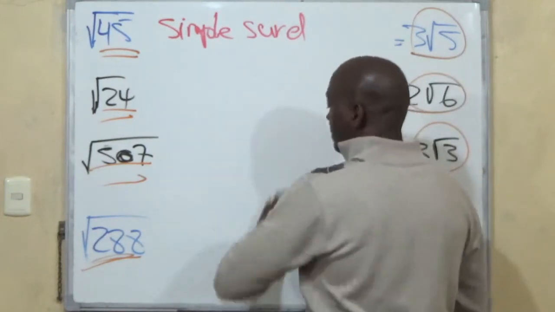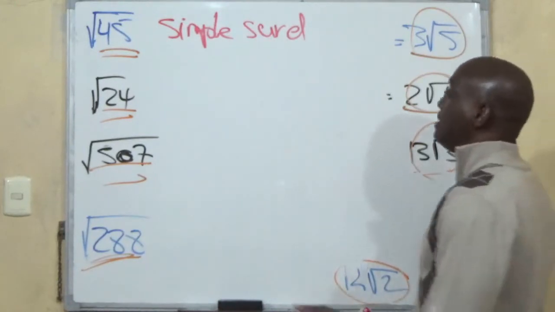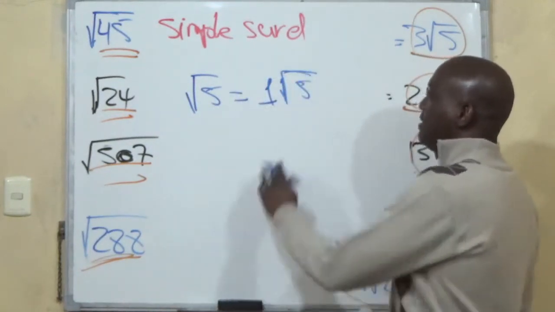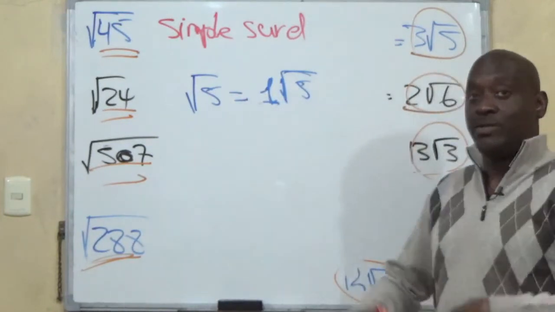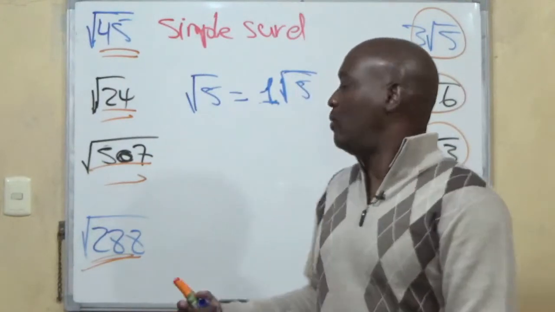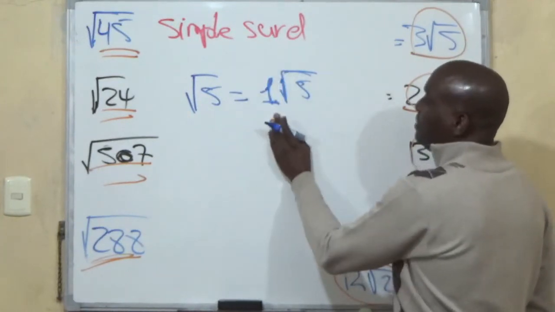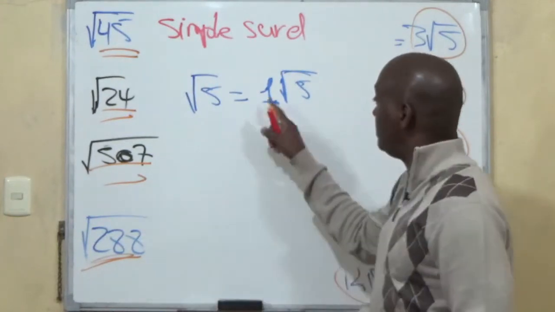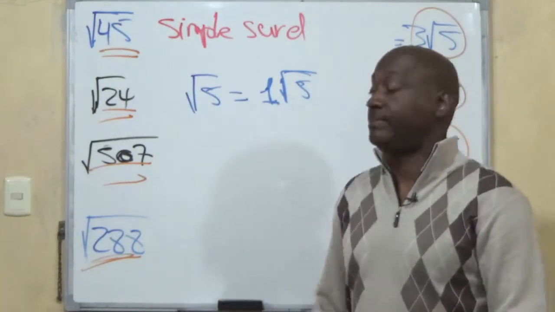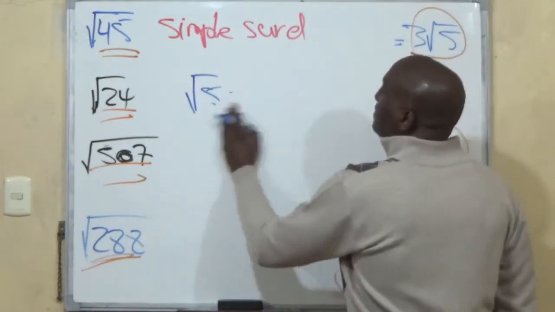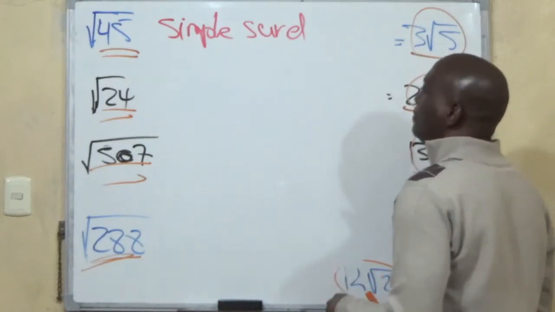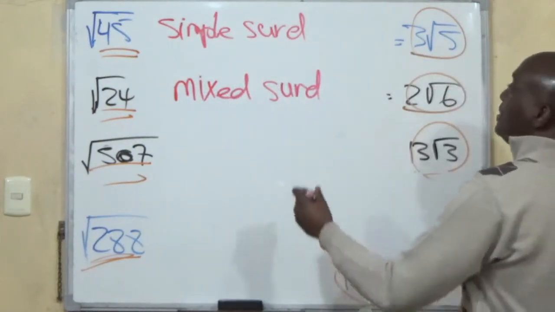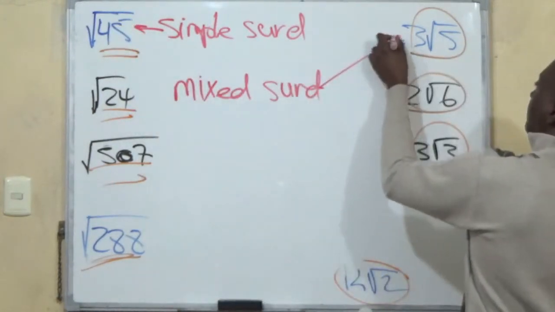The reason we talk about a unit coefficient is that root 5 could be written as 1 root 5, which we wouldn't really do, because there's nothing to be gained by putting a 1 in front, since we know the 1 is understood. So we only expend time, energy, and effort to put a number in front of the root 5 if that number is not equal to 1. Since this has to be an integer, we're talking about a number greater than 1: 2 root 5, 3 root 5, 4 root 5, etc. That is what we refer to as a mixed surd. So this would be a simple surd, and this here would be a mixed surd.